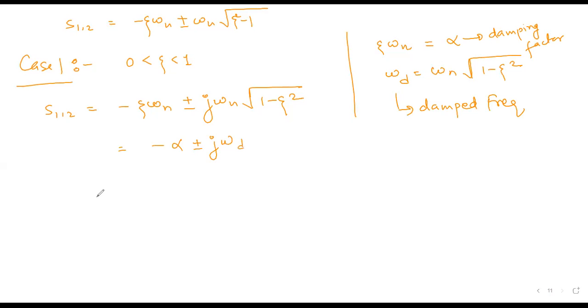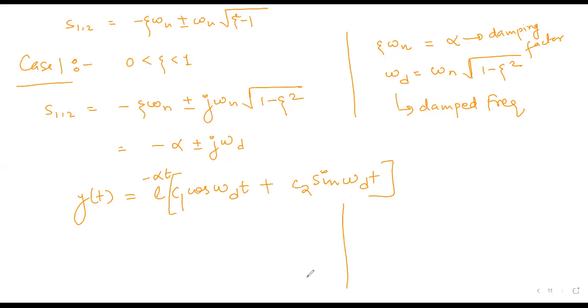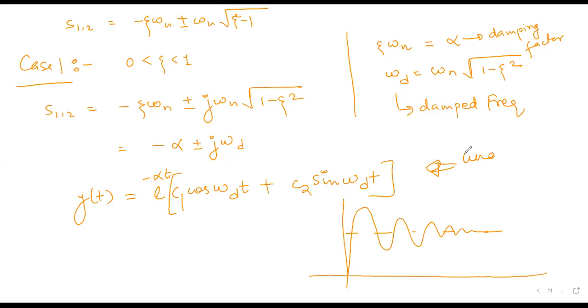So what will be your output? Output will be e to the power minus alpha t times C1 cos omega d t plus C2 sin omega d t. And how will your response look? It will look like this. This is the case for under damping.